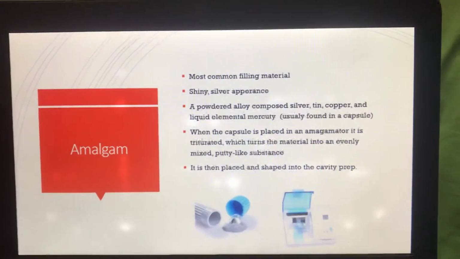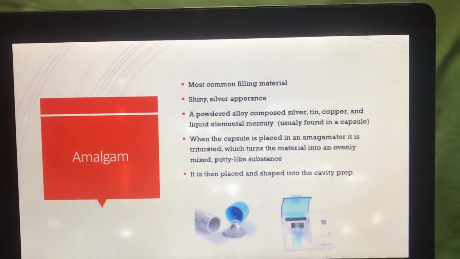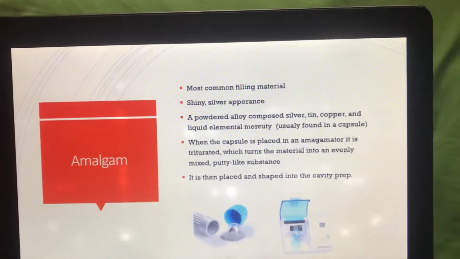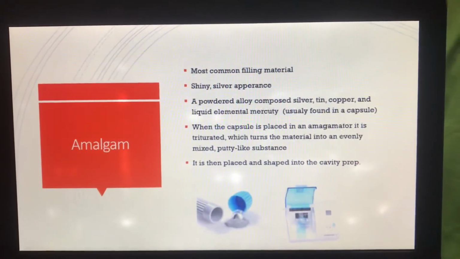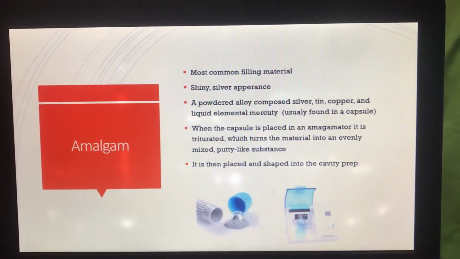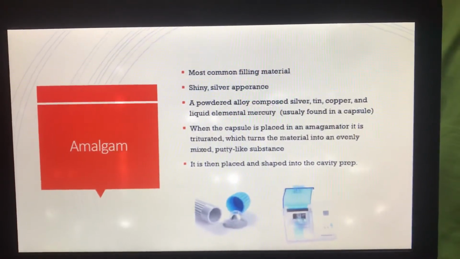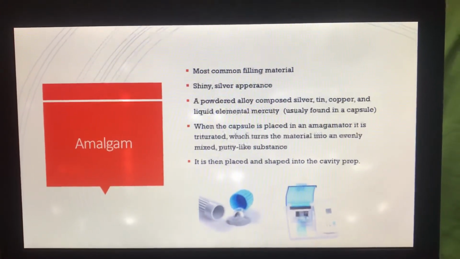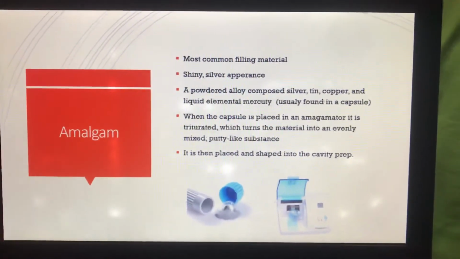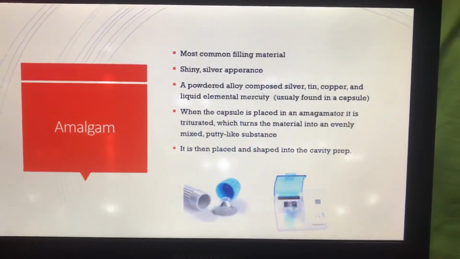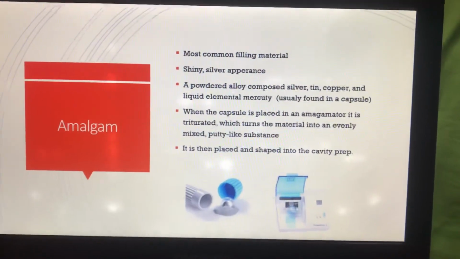To explain further, the silver, tin, and copper particles combine with the chemical properties in the mercury to form the amalgam. So when the capsule is placed in an amalgamator, it is triturated, which turns the material into an evenly mixed, putty-like substance. It is then placed and shaped into the cavity prep. So there's a picture of the capsule and what the materials on the inside look like, and then another picture of the amalgamator.